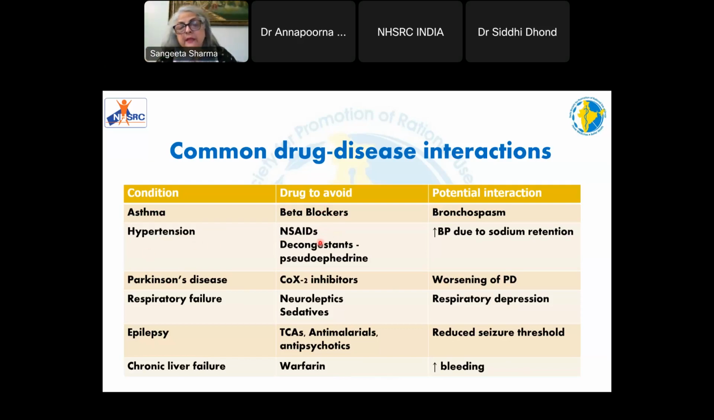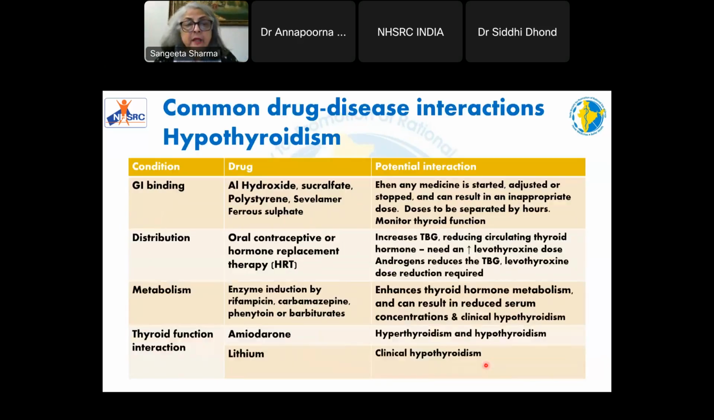Similarly, in hypertension, painkillers and decongestants like pseudoephedrine, which is banned, but still I see there are some preparations where pseudoephedrine is there. So it can increase blood pressure. Similarly, in epilepsy, in respiratory failure, sedatives and neuroleptics; in chronic liver failure, warfarin can increase the risk of bleeding. Similarly, in hypothyroidism, there are lots of ways in which the drug response may be altered. Again, this could be because of GI binding, distribution, metabolism, and thyroid function interaction.